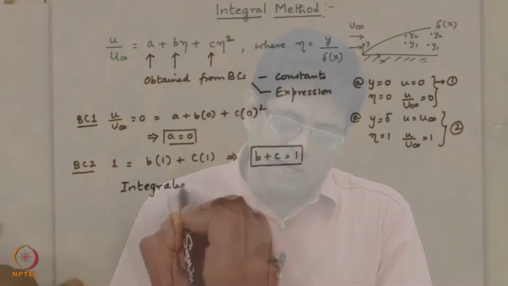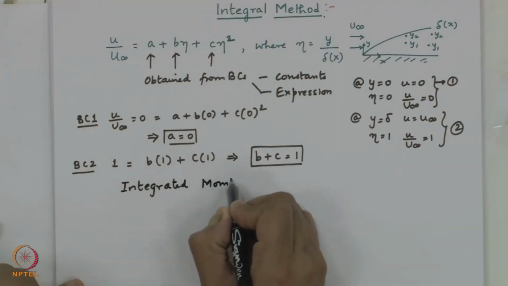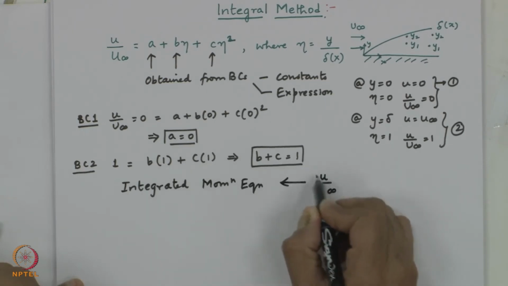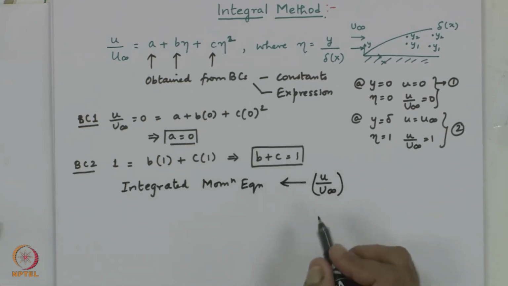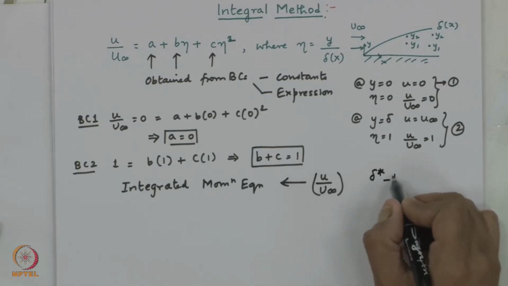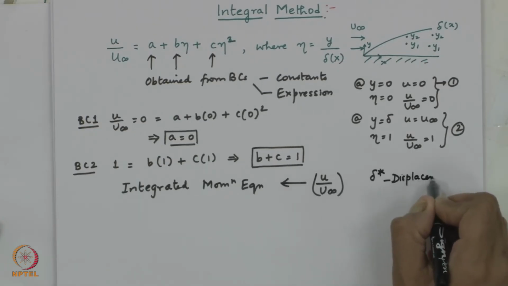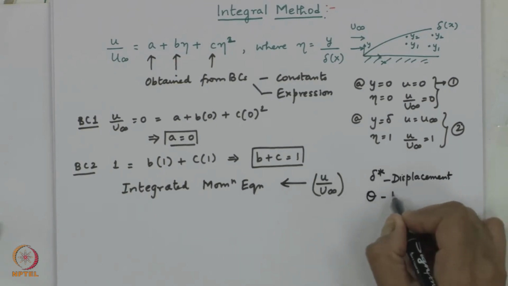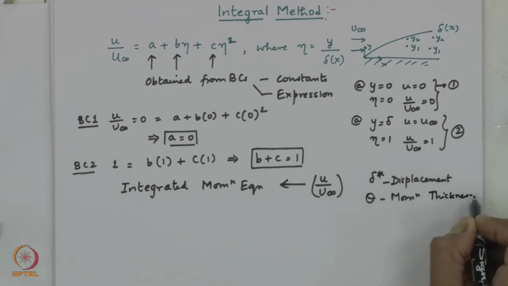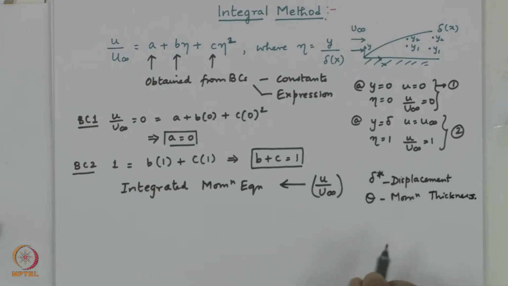Okay. So, the basic methodology is that you assume a profile, substitute for the profile in the integrated momentum equation, we will derive this today. In this you substitute for u by u infinity. You do not directly use u by u infinity. There are integrated quantities like displacement thickness, we are going to define that, and momentum thickness, which will be appearing in the integrated momentum equation.